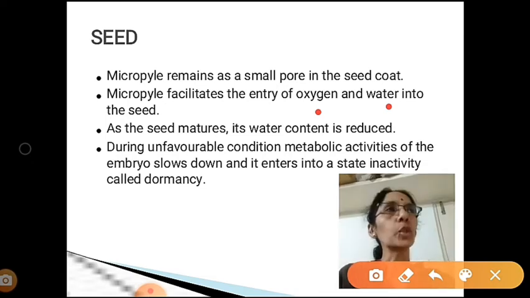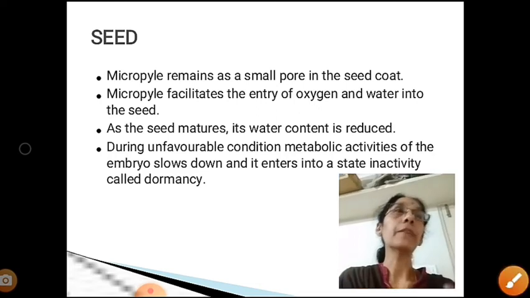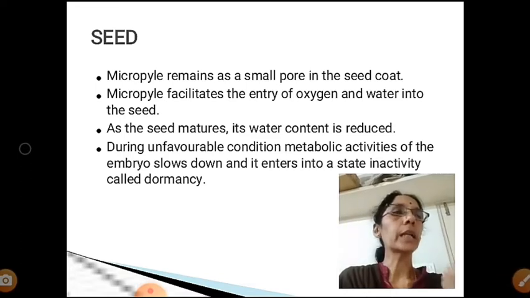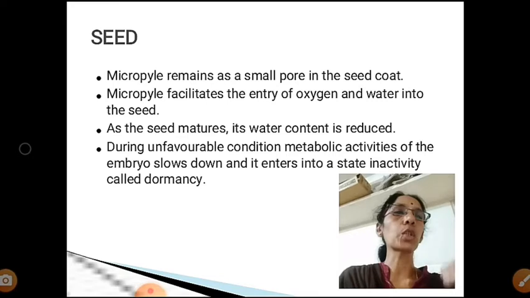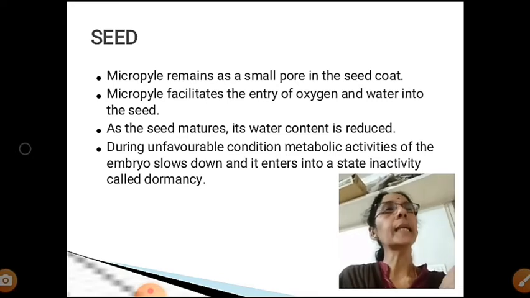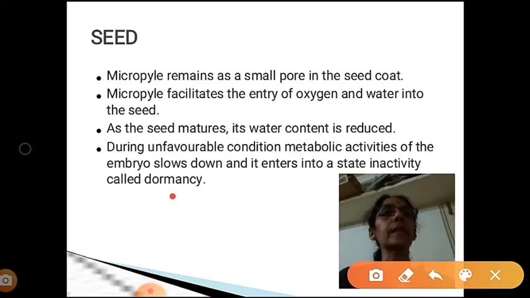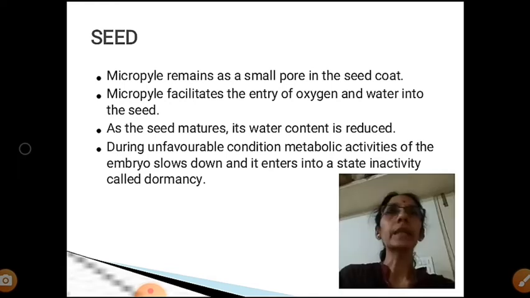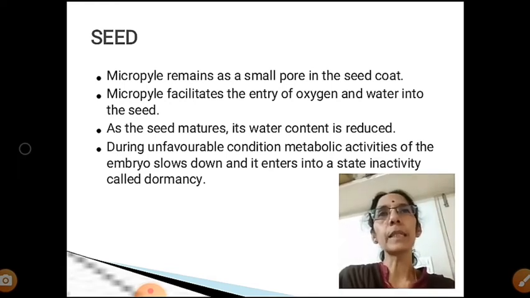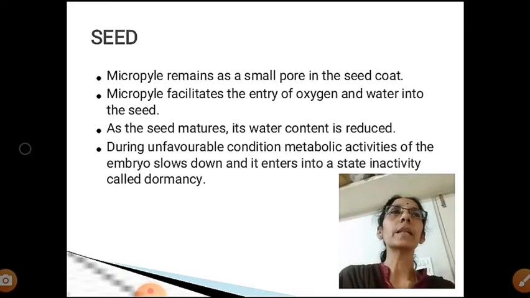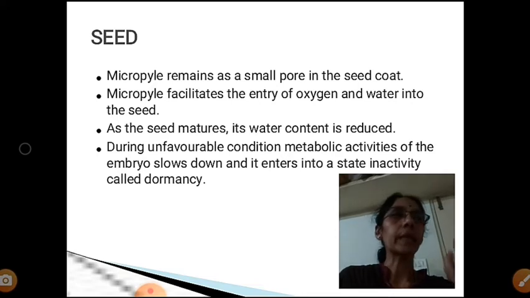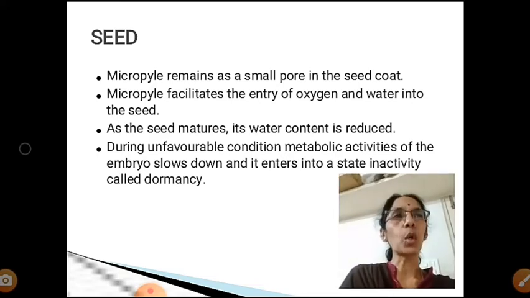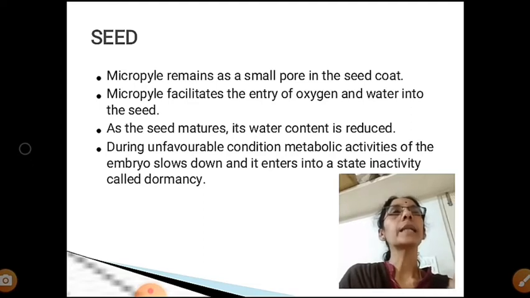Once the seed matures, the water content in the seed is reduced, and during unfavorable conditions, the metabolic activity of the embryo slows down. So it enters into an inactive period called dormancy. The micropyle remains as a small opening even in the case of a seed. It helps in the entry of water into the seed and in the respiration of the seed. But during unfavorable conditions, the metabolic activity of the embryo slows down and it enters into an inactive period.